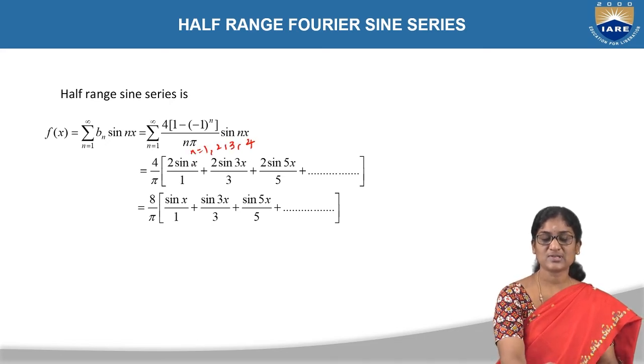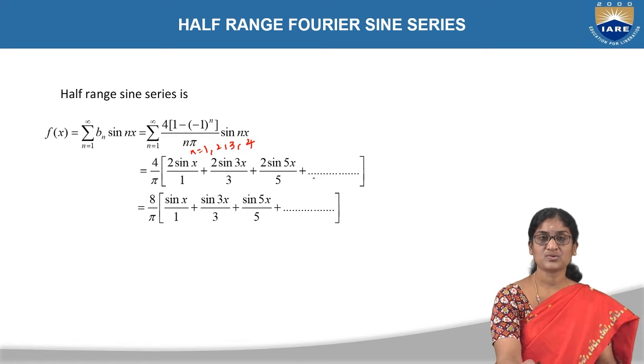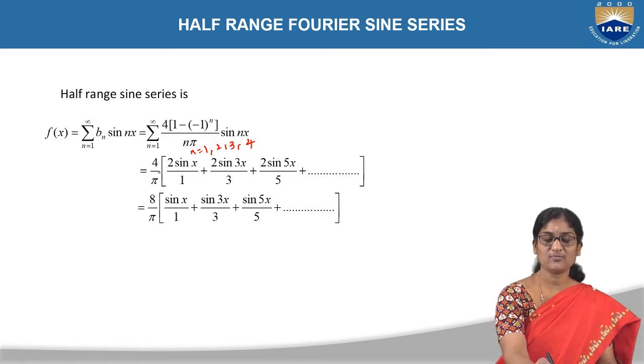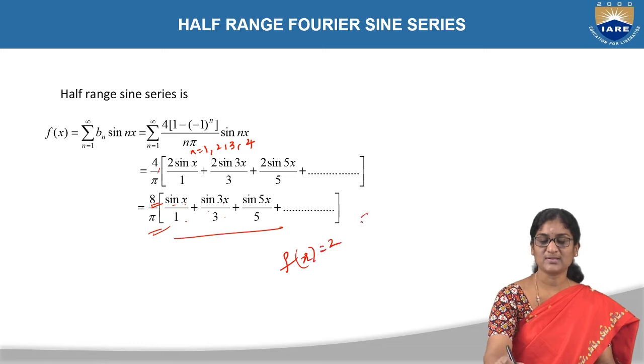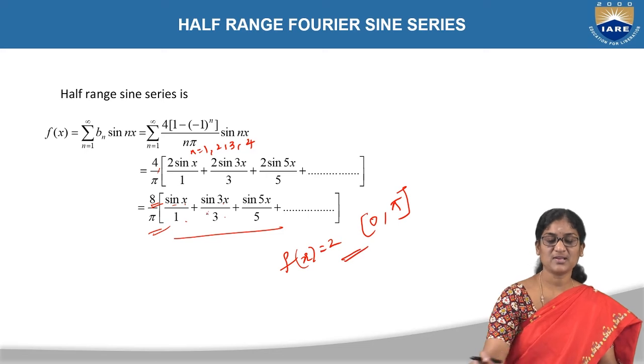So we will get it as 2 sin x by 1 plus 2 sin 3x by 3 plus 2 sin 5x by 5, and so on. So in all the terms, 2 is common. You take it outside. So 4 into 2, that is nothing but 8. 8 by pi, sin x by 1 plus sin 3x by 3 plus sin 5x by 5, is an expansion for f of x is equal to 2 in the interval 0 to pi. So this is a half range expansion for the given function.